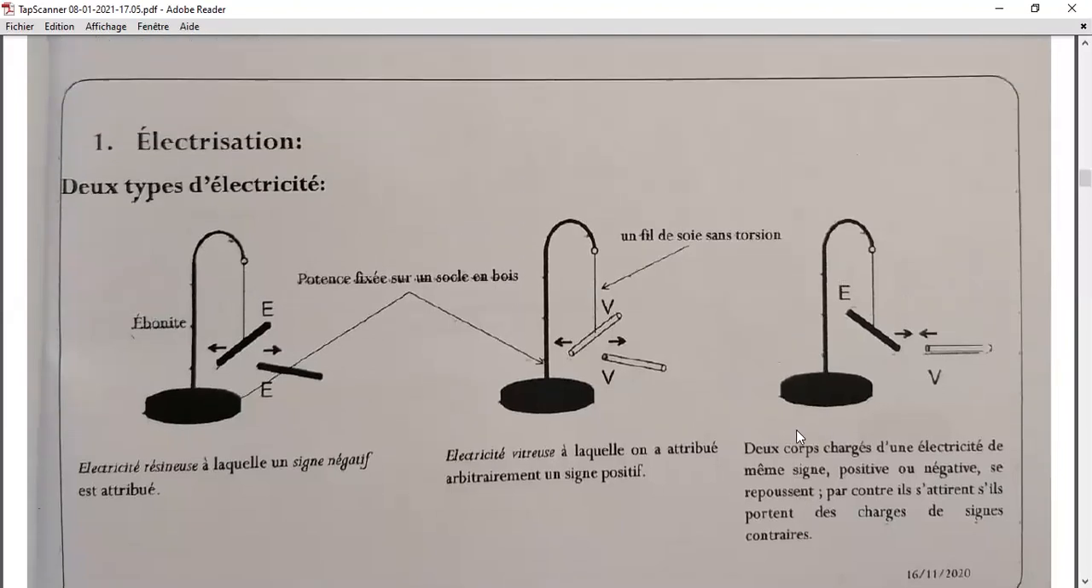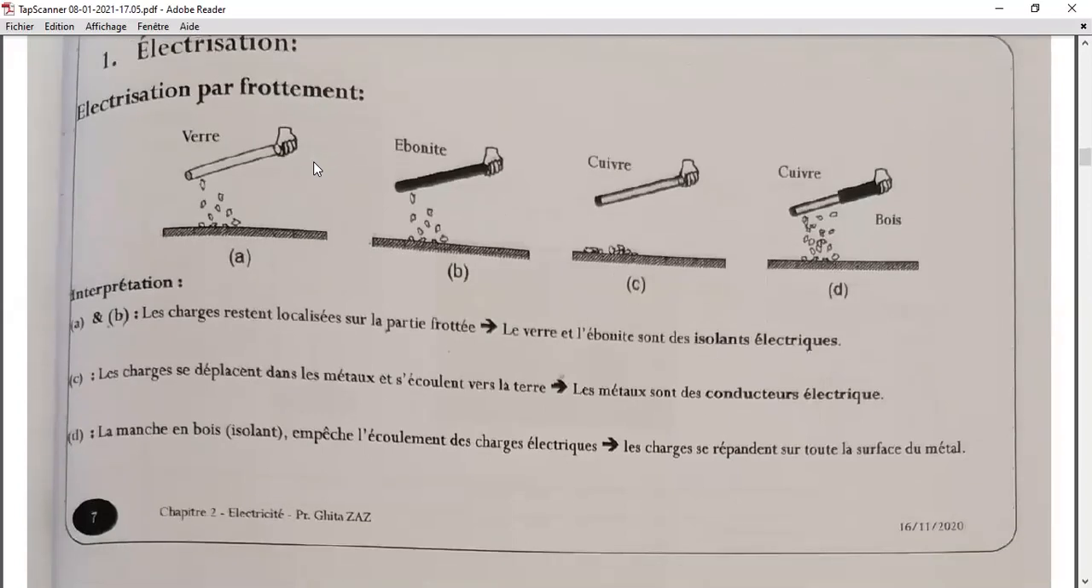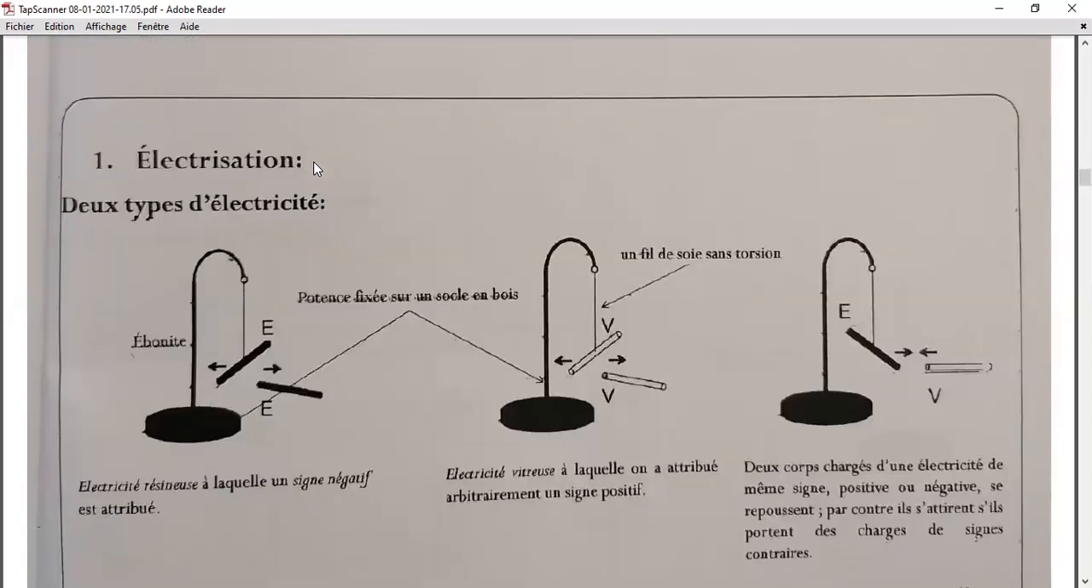Here, they didn't know which one is positive and which one is negative. They just knew that there was an attraction somewhere, but they didn't know what really happens. In the first part we talked about, the électrisation par frottement, they never really knew the charges. But here they discovered the two types of charges, which are the negative and the positive.